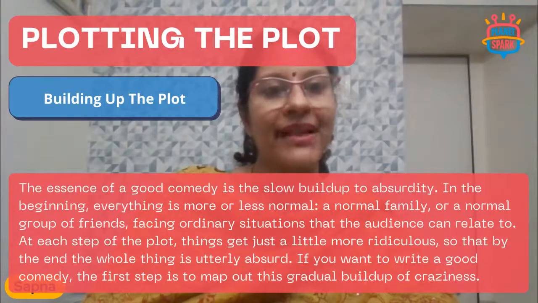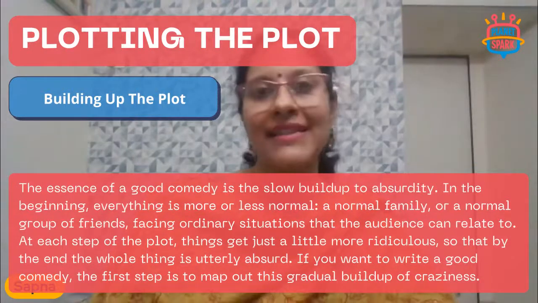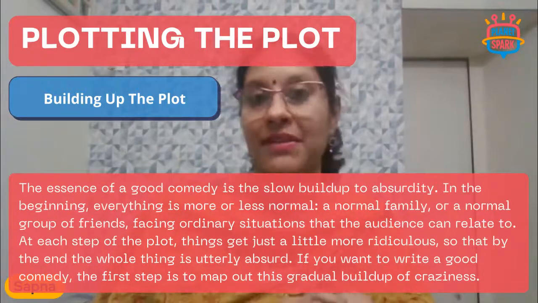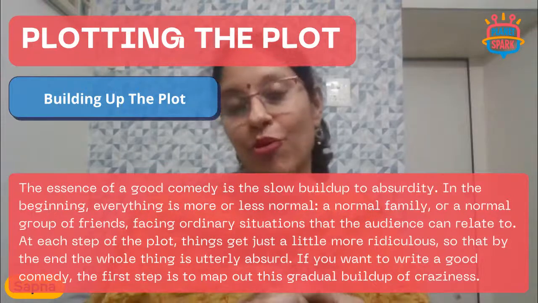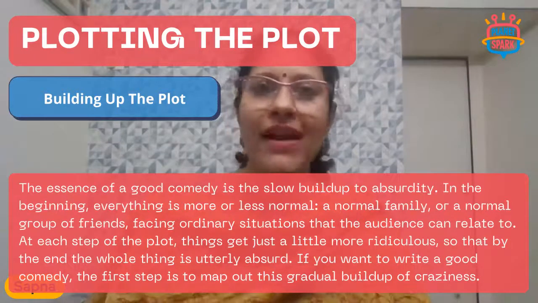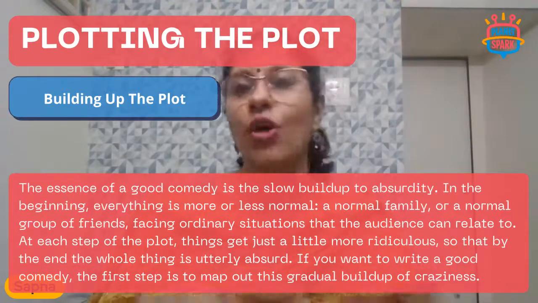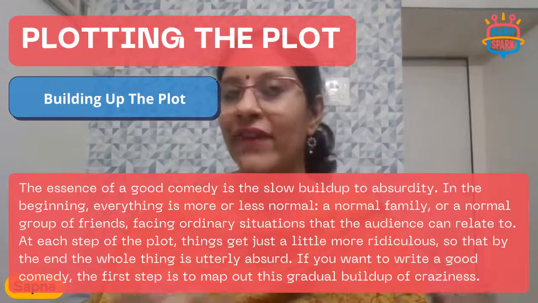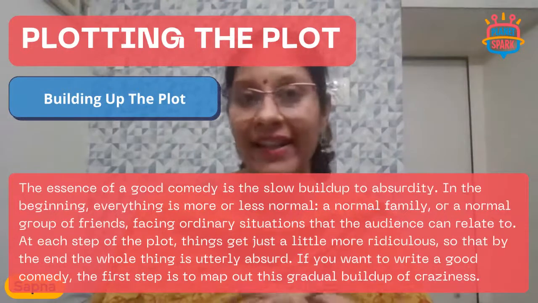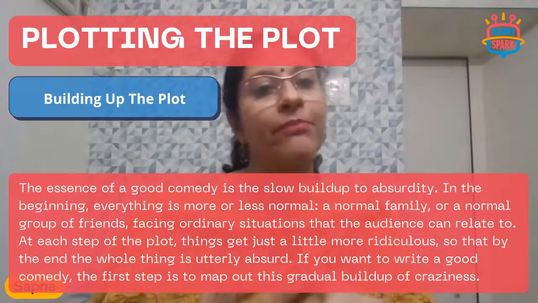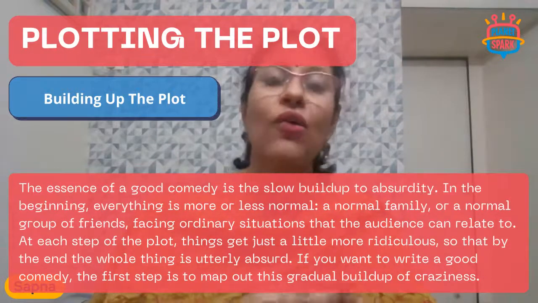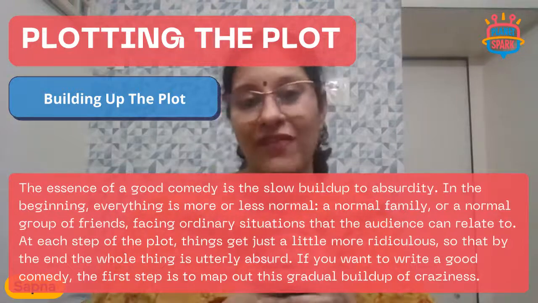So the first element, building up the plot, always the essence of good comedy is slowly getting up to build that absurdity, right? So initially what we need to portray in our story is that everything is normal, more or less normal maybe. There's a normal family, there is a normal situation, normal group of friends who are facing ordinary situations, and all of these situations the audience can really relate to, right? Now at each step of the plot, things just get a little more ridiculous, a little more absurd, and that's how it slowly, gradually builds up to that level of absurdity, right?